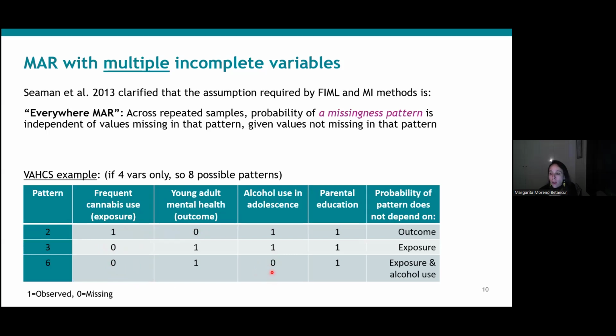So what everywhere MAR means, which is the MAR assumption that needs to hold for MI to be guaranteed to be unbiased, is that across repeated samples, the probability of a given pattern doesn't depend on the values of the variables that are missing in that pattern. So for pattern 1 here, the probability of the pattern occurring cannot depend on the outcome. For this second pattern, it cannot depend on the exposure. And for this third pattern, it cannot depend on the exposure and this confounder, right? So it's a little bit more complex than how it's usually phrased in words.